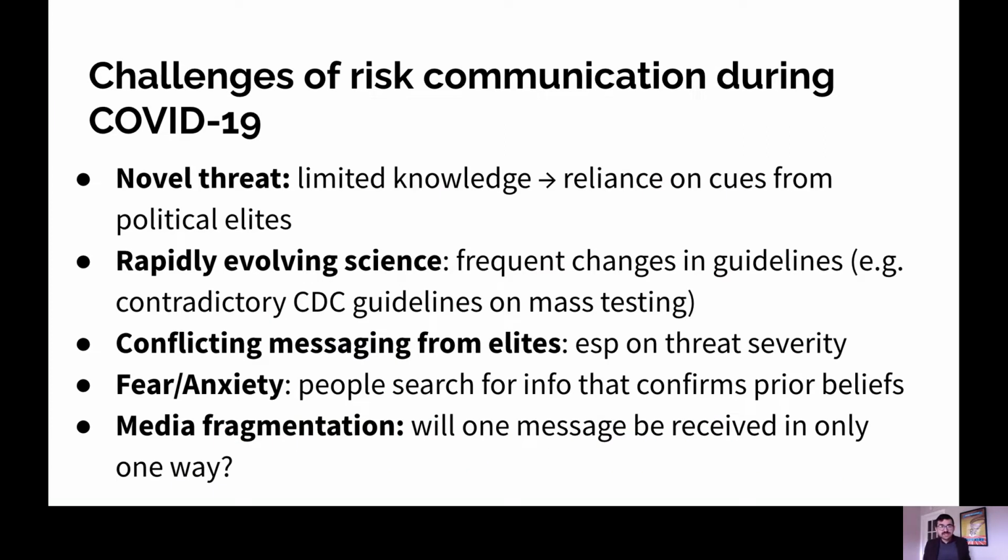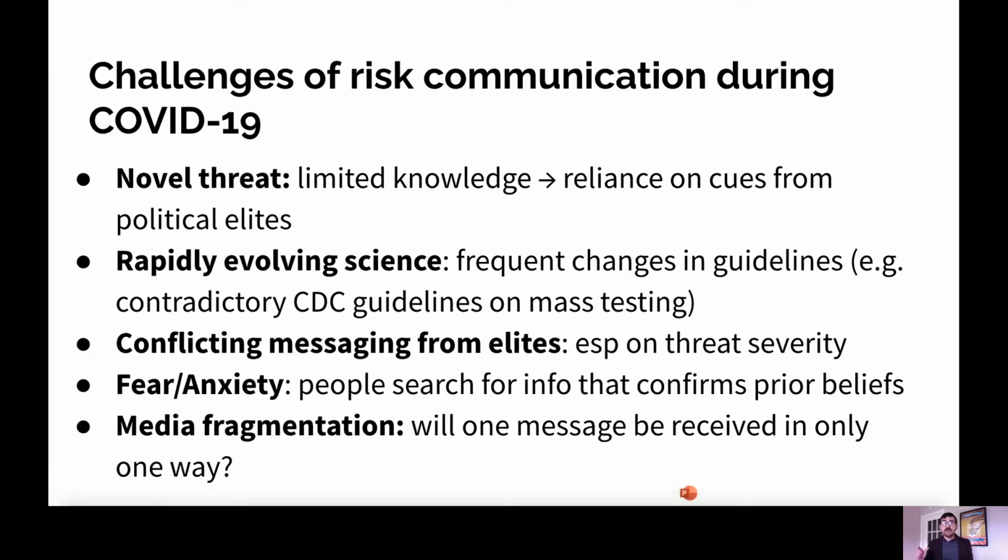Now, risk communication is even harder during COVID-19 for a few reasons that Sarah Gollust and her co-authors outline in the piece that you guys read for this week. And I want to just go through a few of those here because I think they're going to become important to our discussion of this as we go along. The first is that COVID-19 is a novel threat, right? We've had other pandemics before. There are, of course, infectious diseases, but the particular nature of the virus is novel.